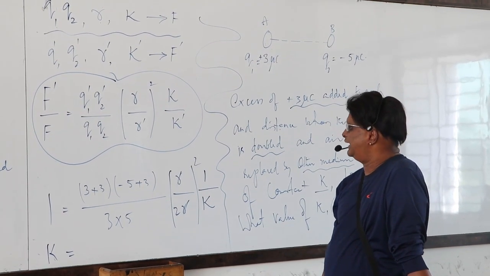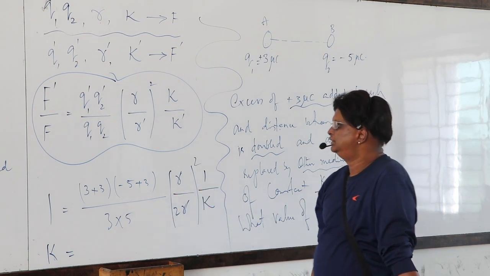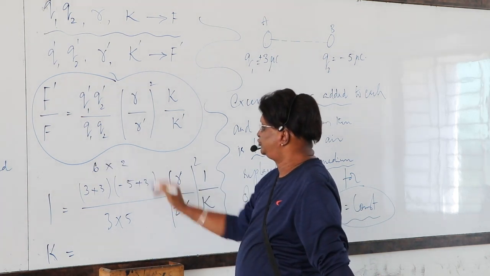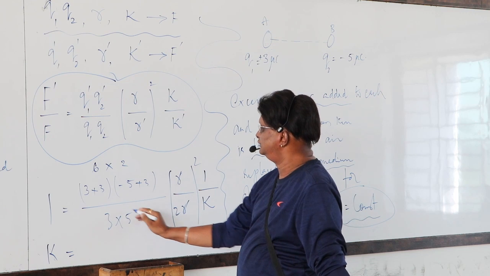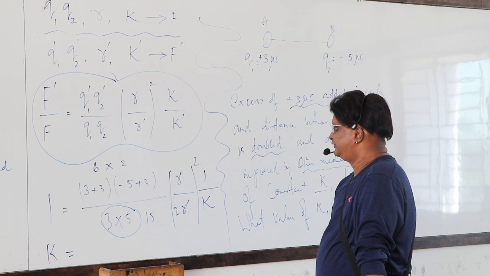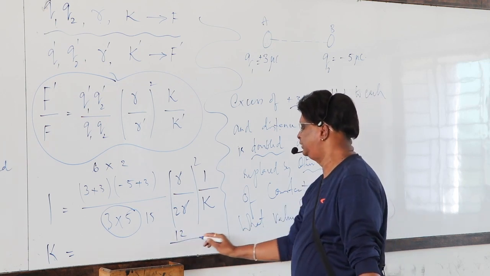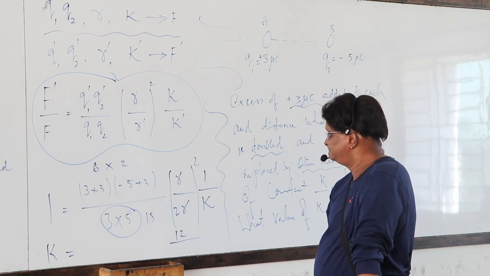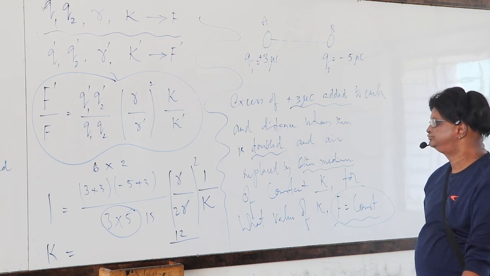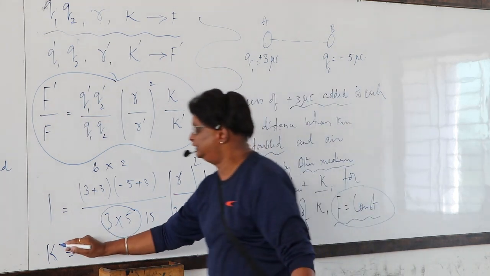Here don't use any negative sign for K, even if you get it in the simplification, don't use it. So here it becomes 6 times 2 by 15 and this becomes 4. Therefore the K value you will get as 12 by, you can do this calculation. You will get the value of K here.